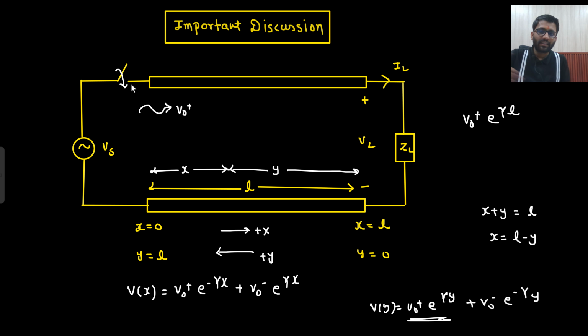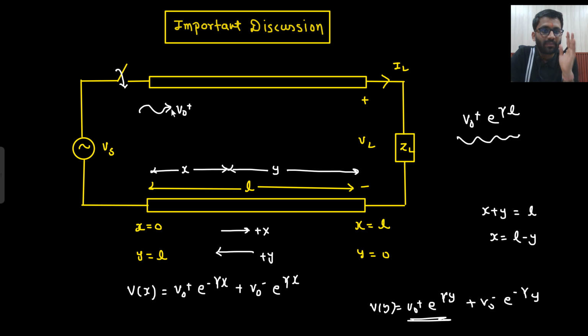But what I am saying is that just as you close the switch, V0 plus is generated. But actually what is generated? V0 plus e to the power gamma L. Because if you put y equals to L in this equation, what are you getting? V0 plus e to the power gamma L. But what I was saying is that just as I close the switch, V0 plus is generated.